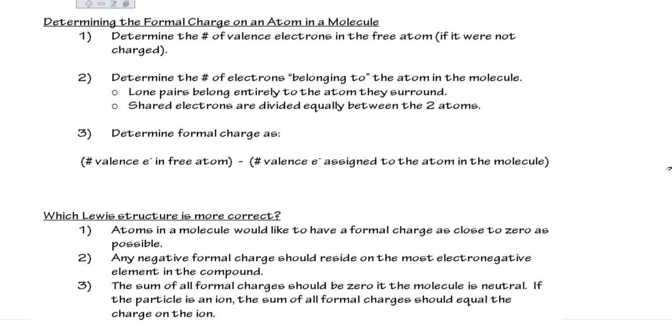Number three, the sum of all formal charges should be 0, if the molecule is neutral. If it's a polyatomic ion, the sum of the formal charges should equal the charge on that ion. Holy cow, that's a lot of rules, huh? Actually, you're going to really like this. It's kind of fun. Let's try one.